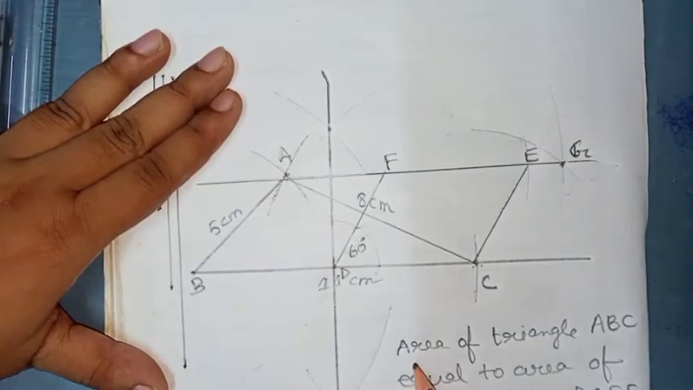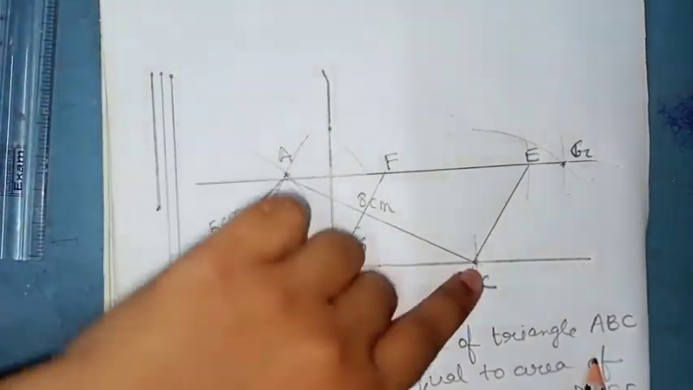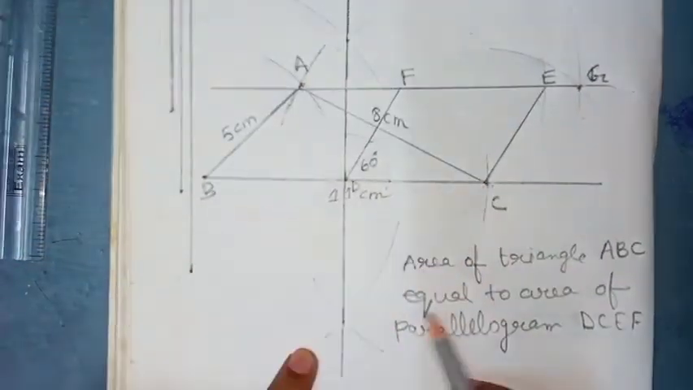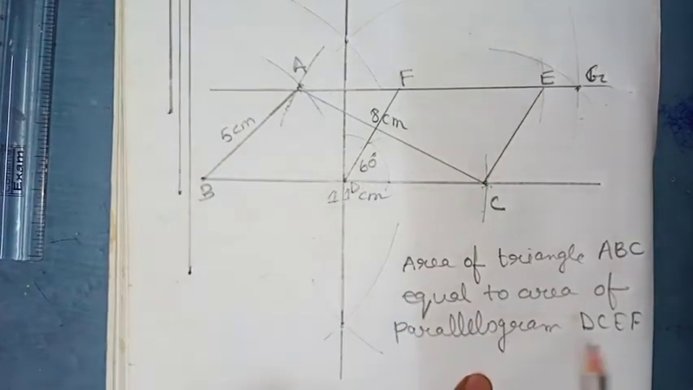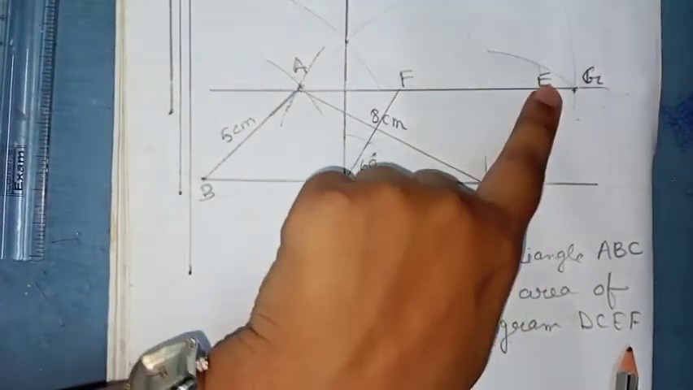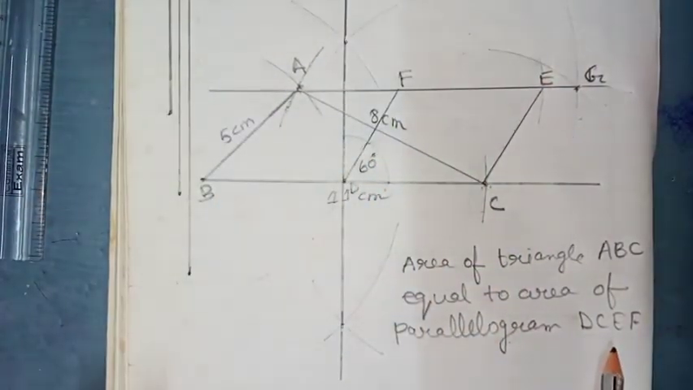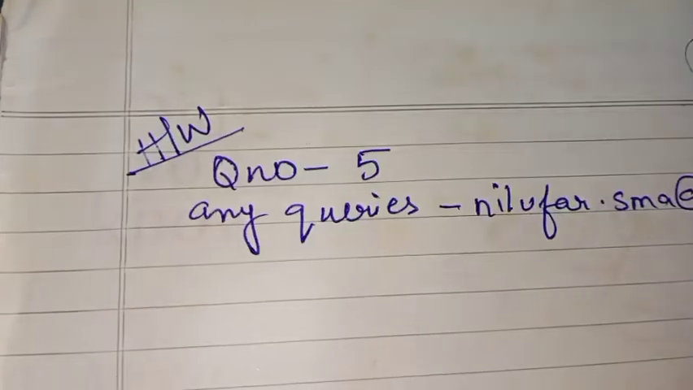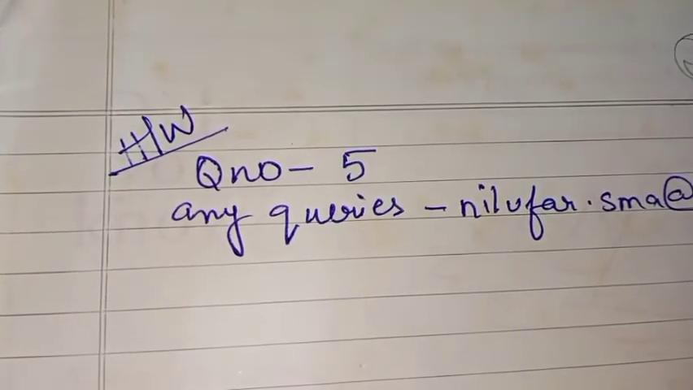So what you will write: area of triangle ABC is equal to area of parallelogram DCEF. Understood up to here? Do it. Class 9, your homework is question number 5.